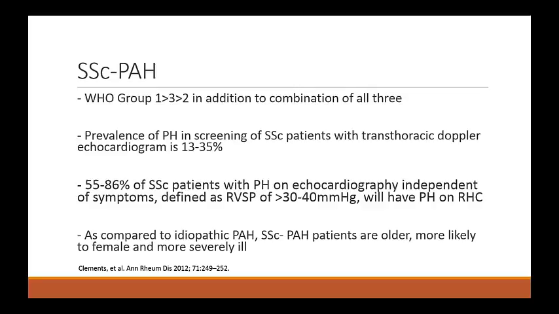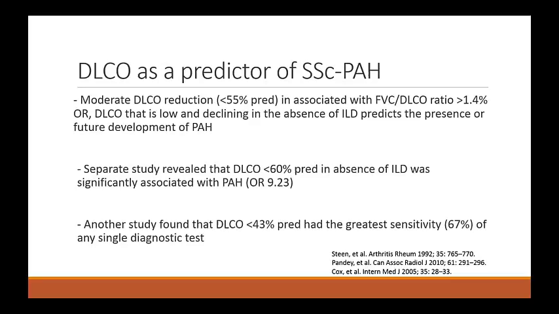So we're going to bring back DLCO here, and it has a role in PAH as well as it did in ILD. And so you're likely to see a moderate reduction in DLCO, and that's around the 50%. Also, this is important because this is specific to PAH and systemic sclerosis: an FVC over DLCO ratio that's more than 1.4, or a DLCO that's low and continues to decline without any other explainable cause, those are all indicative of the possible development of future pulmonary artery hypertension.